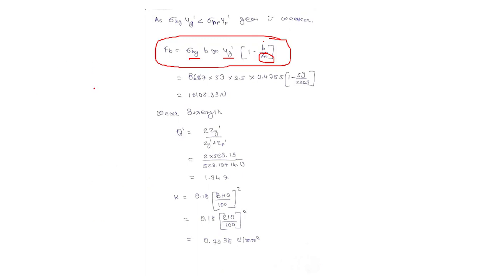So FB is equal to the beam strength equation we already discussed. We put the values of all these terms, all the values we derived, and we find FB is equal to 10105.93 Newton.